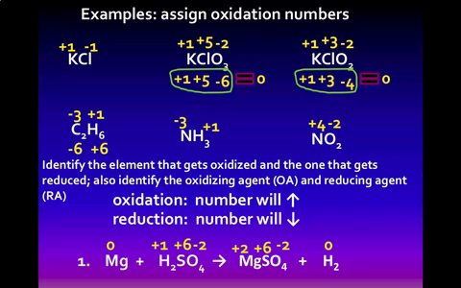So if I look at these, I want to pick out the ones that changed. If I look at magnesium, it went from 0 to +2. If I look at hydrogen, it went from +1 to 0. Sulfur didn't change, it stayed +6, and oxygen didn't change, it stayed -2. So we don't care about the sulfur and the oxygen. Okay, so if we look at magnesium again, the number went up. So magnesium was oxidized because it went from 0 to +2. And if we look at hydrogen, it went from +1 to 0. The number went down, so that means it was reduced.